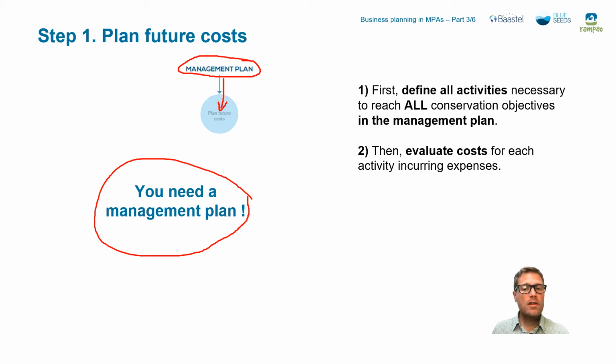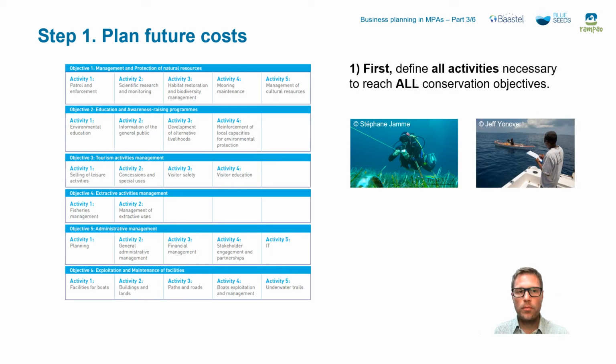And then, for each of those activities, you need to evaluate their costs to be able to evaluate all the costs which are needed to reach your conservation objectives. So the first part of planning your future costs is to define all the activities that are necessary to reach your conservation objectives. Now these can be diverse, and here is a table presenting different categories of activities, but not all types of activities are necessarily presented here. It's an example showing you the main types of activities that you need to think about when you do this listing.